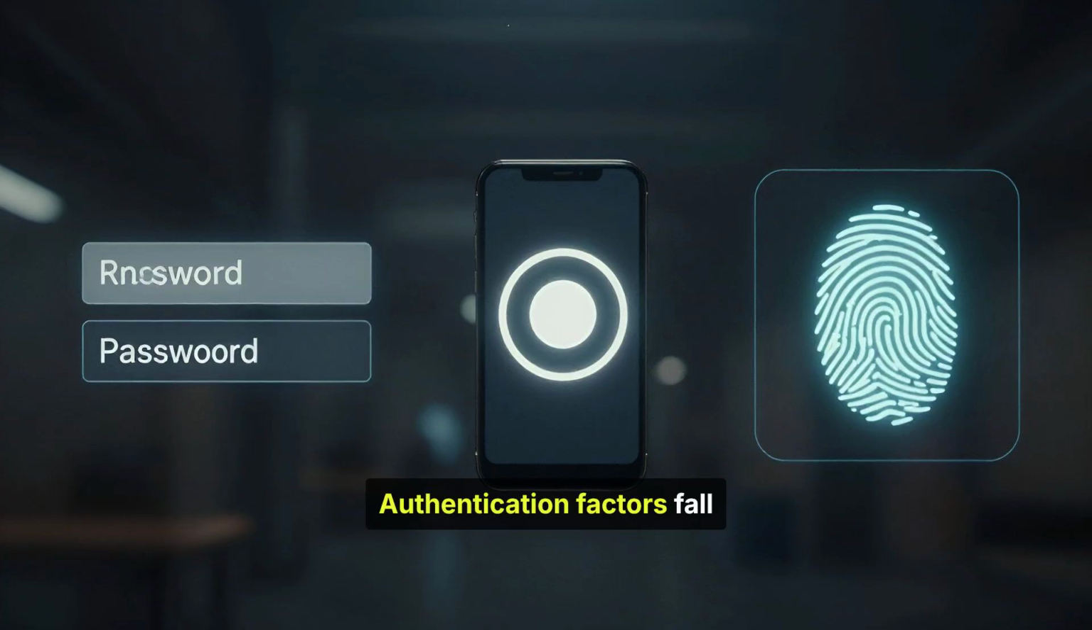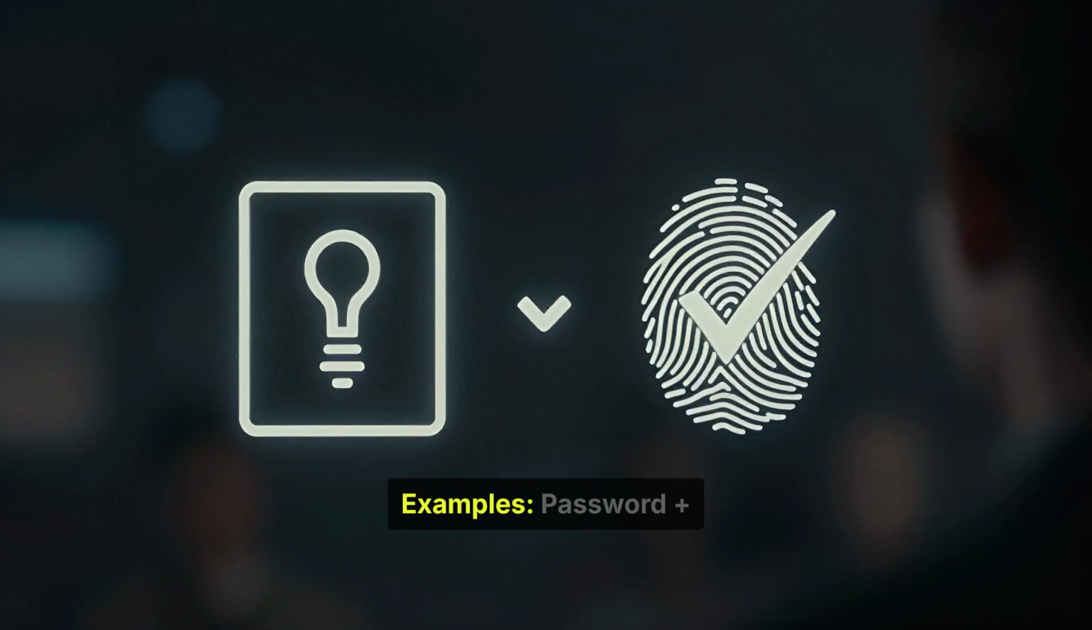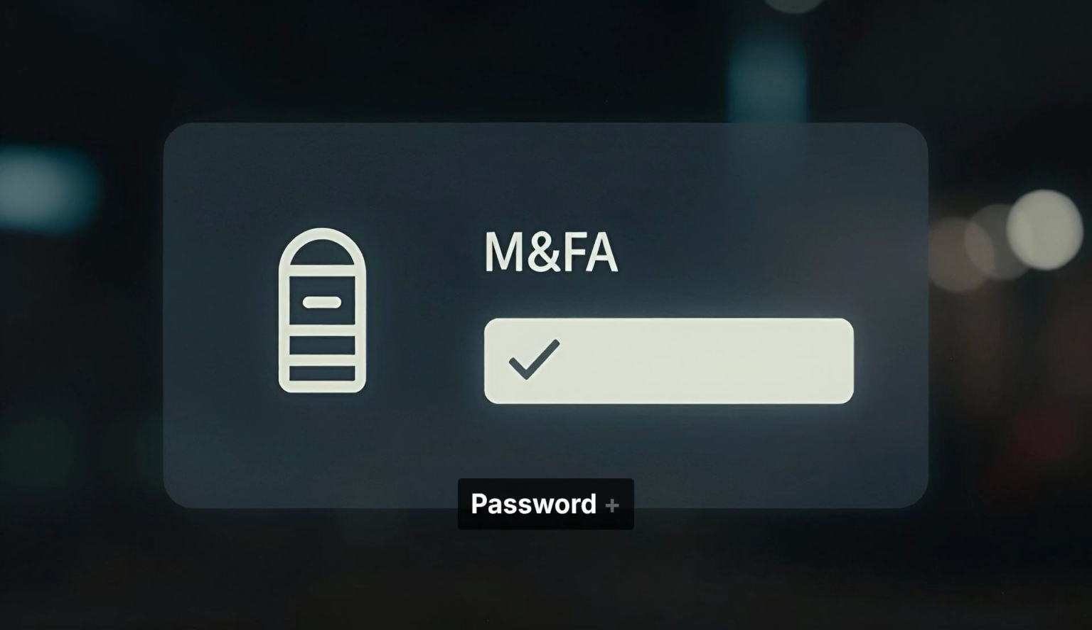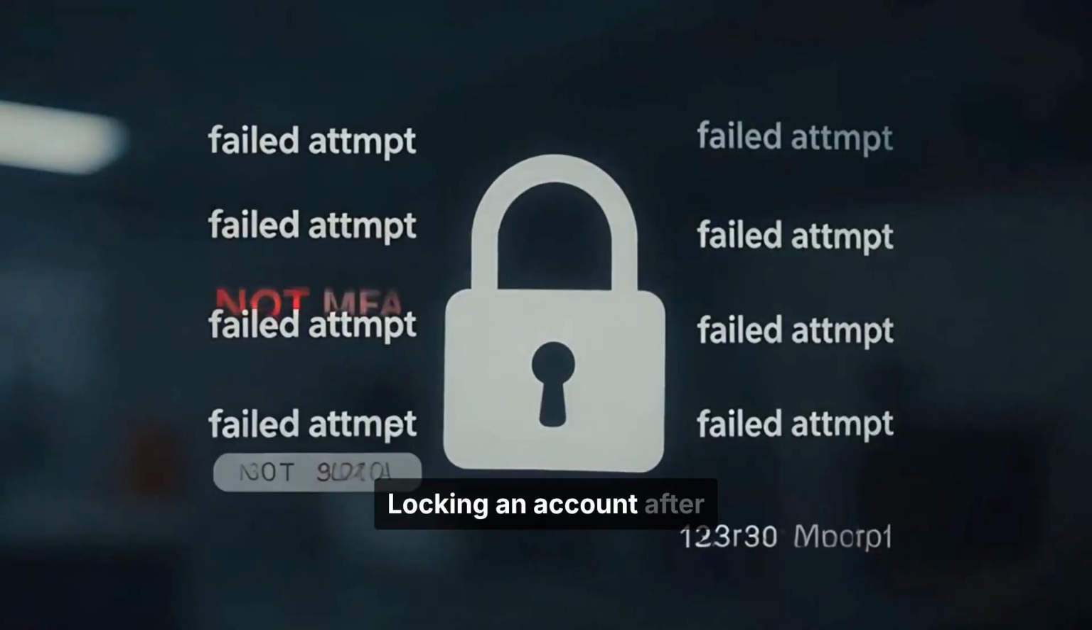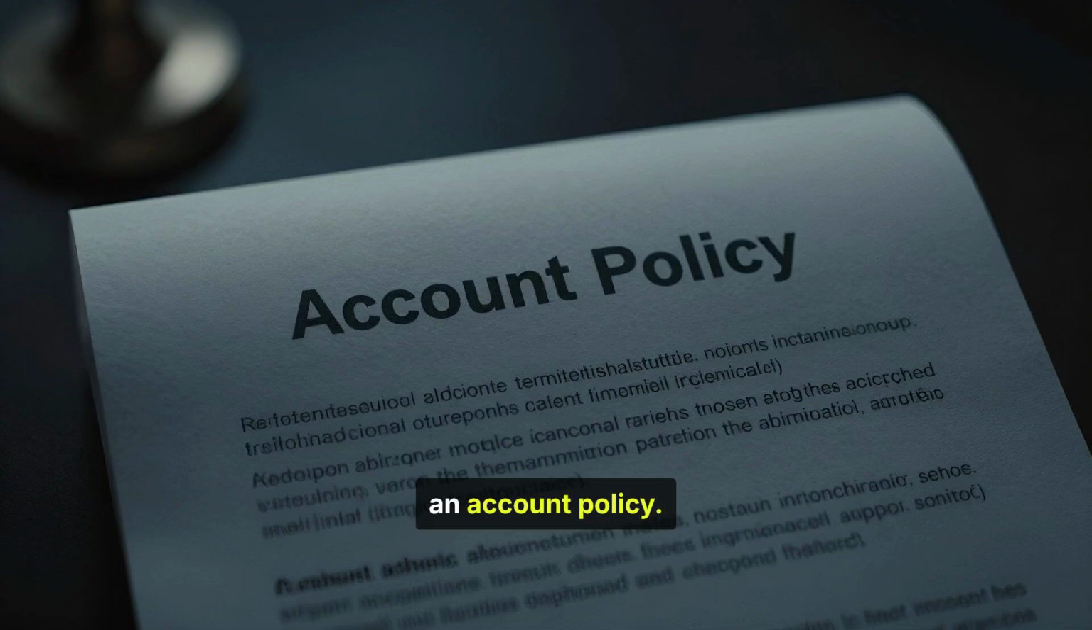Authentication factors fall into categories. Something you know: password. Something you have: phone, USB token. Something you are: fingerprint. True MFA requires two different categories. Examples: password plus fingerprint, password plus SMS code. Password plus security question is not, since both are knowledge. Locking an account after failed attempts is not MFA, that's an account policy.